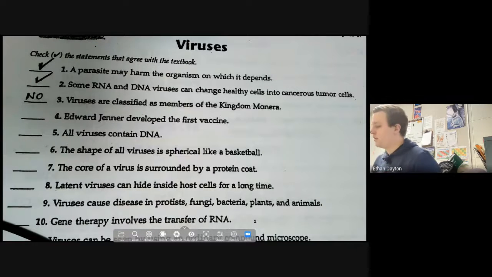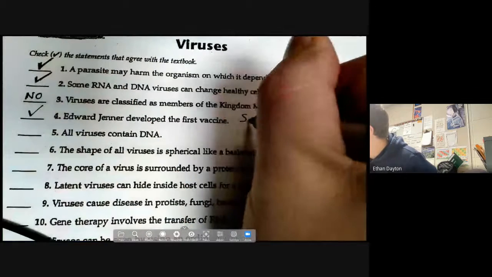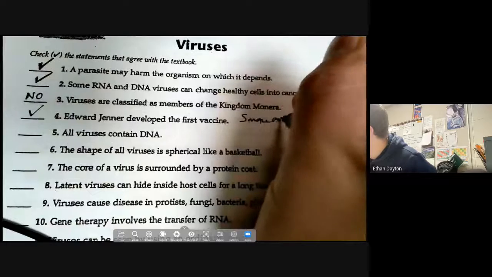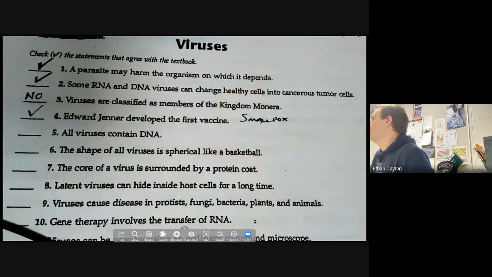Okay. Next, Edward Jenner developed the first vaccine. Yep, that would be smallpox. That's why nobody you know has ever had smallpox. My uncle had chickenpox. Chickenpox, very good. Chickenpox is different, smallpox were native for that.